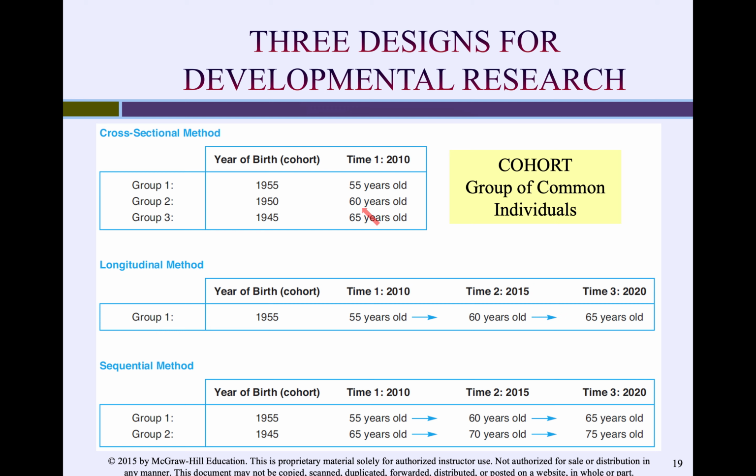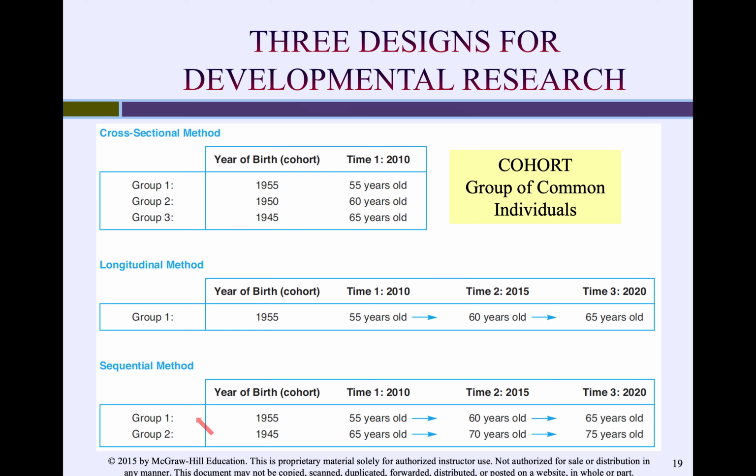You captured people in your cohorts that were born in 55, 50, and 45, and you had them all take a cognitive assessment, and now you can see the differences that are happening across these age spans. The longitudinal method, again, you only have one group, and it takes a lot longer to get the end result.